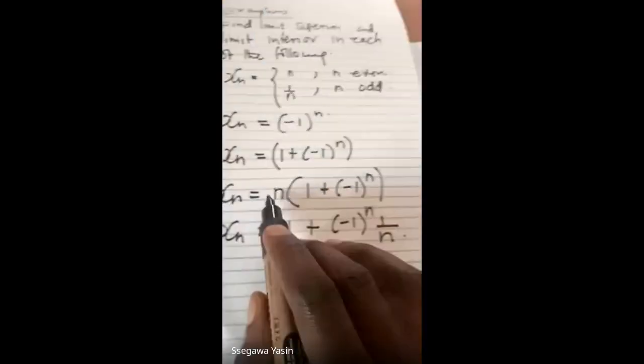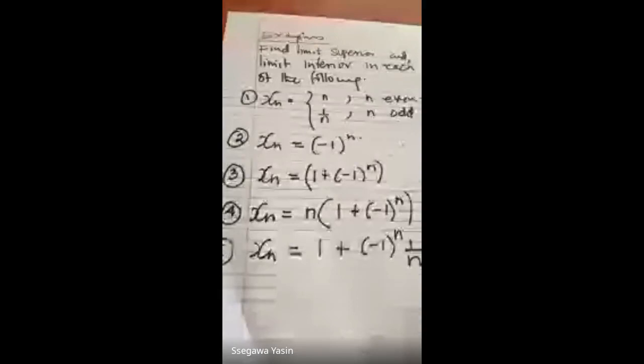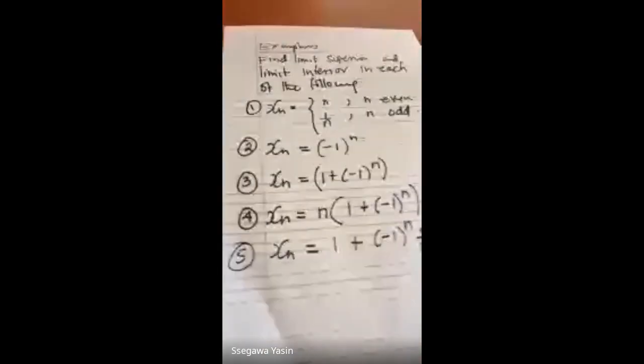Let's move on to number what? Number 4. Where is the number 4 now? Yes, it is here. So this is the number 4 here. Let's see what happens, because there is something which I want you to know from there.